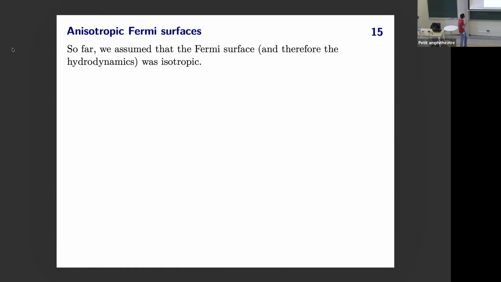So the first story will be about anisotropic electron hydrodynamics. So far, we've been working as if the Fermi surface was isotropic, and that's a good approximation for very special systems like gallium arsenide or bilayer graphene at zero displacement field, et cetera.